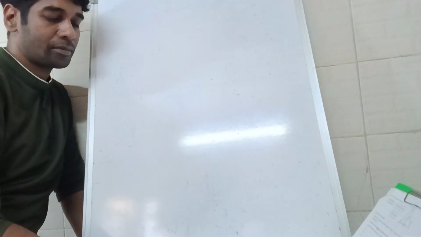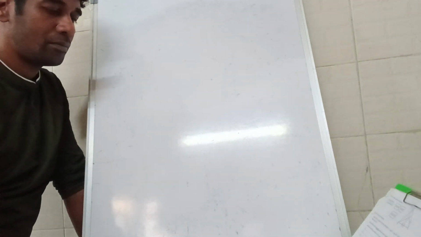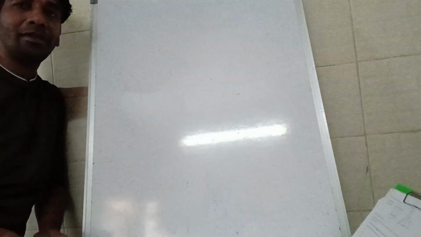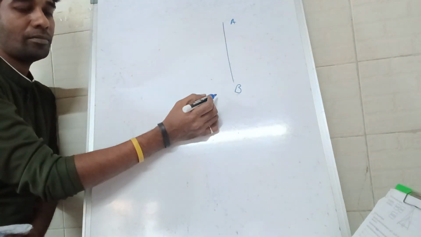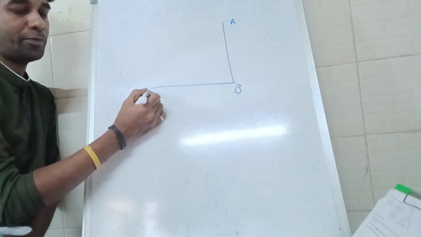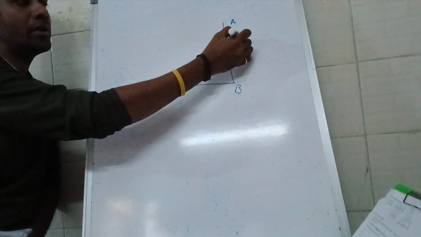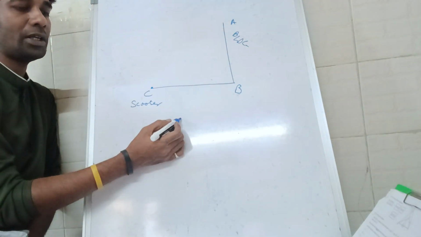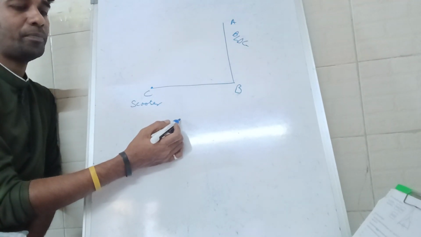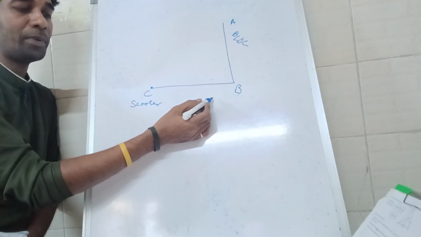Next, from the top of a building, here is a building AB, and there's a scooter here, point C. Scooter, this is the building. An observer is looking at a scooter parked at some distance away, making an angle of depression of 30 degrees.